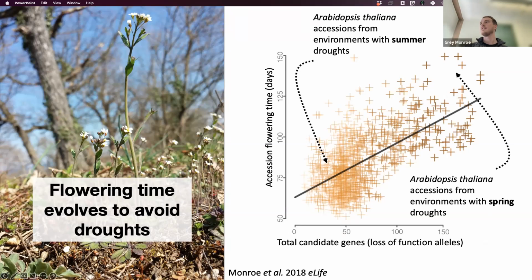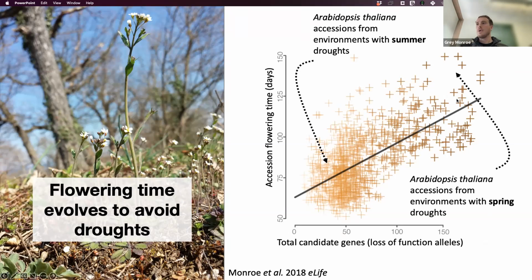So accessions that are here, for example, flower very late, and they tend to have the genetic variants that are associated with environments where droughts tend to happen very early during the growing season. And we've done experiments with these genes to show that they do, in fact, change flowering time accordingly.